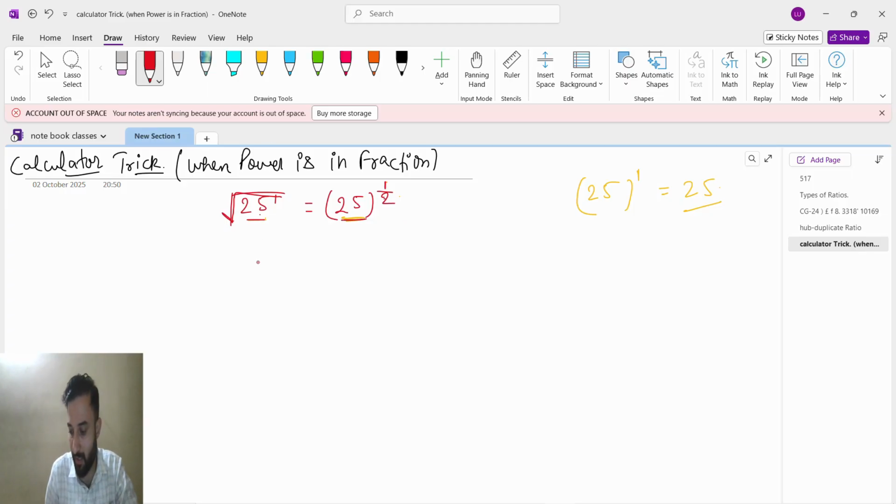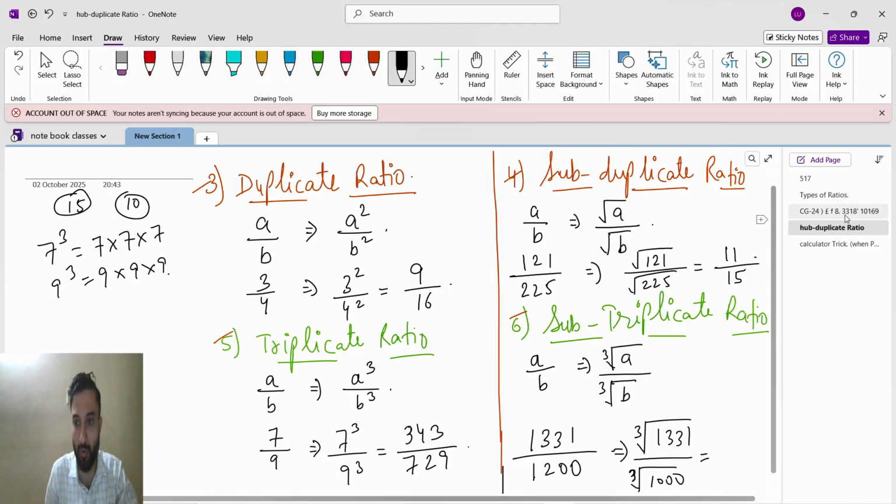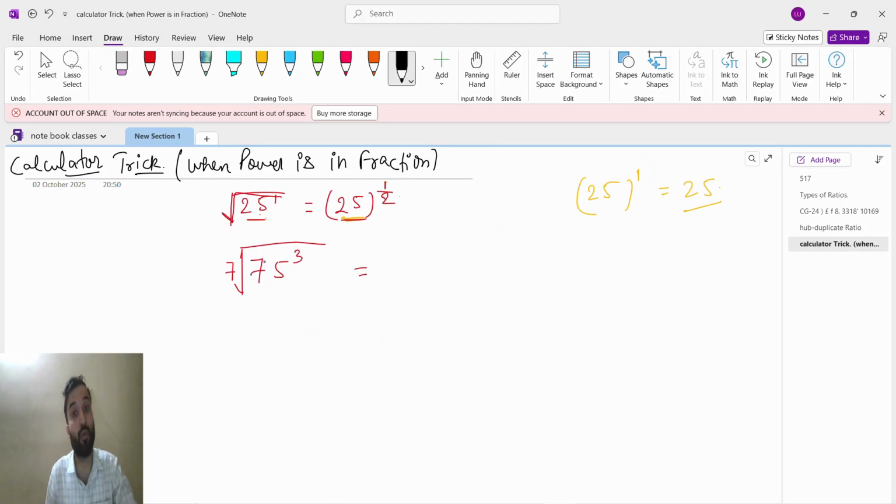Let's suppose we have a number 75 power 3 and 7. What does this mean? It means 75 power 3, and 7 means it is a 7th root. This is a square root, this is a cube root, and this is a 7th root. Everything like this we can find with the help of the calculator, the calculator trick.